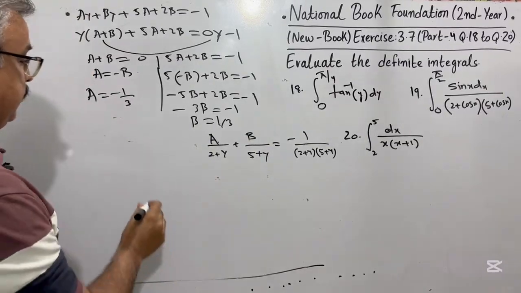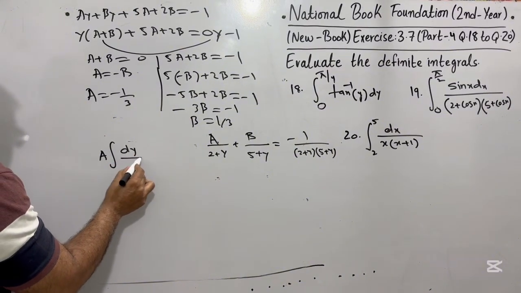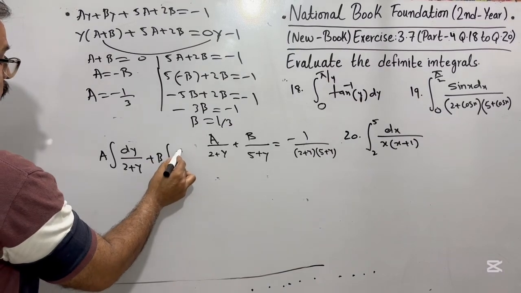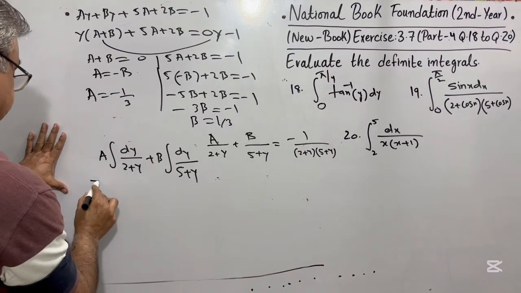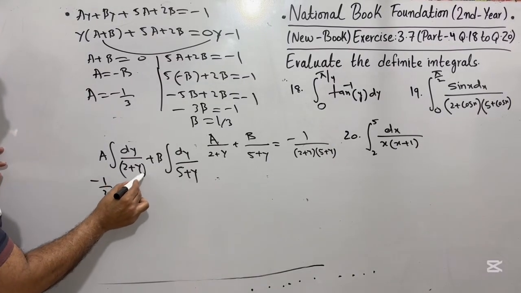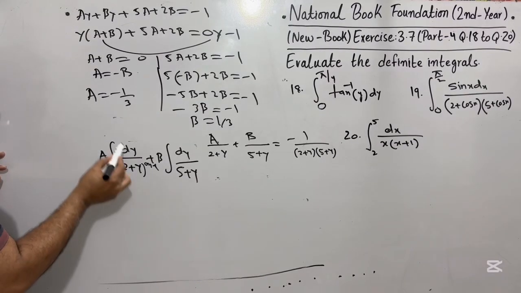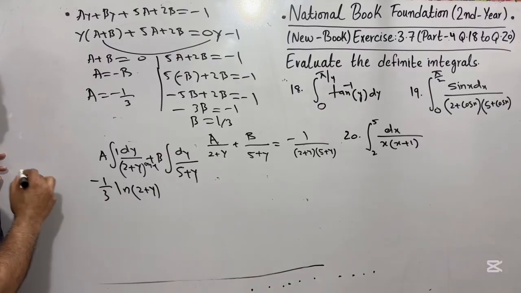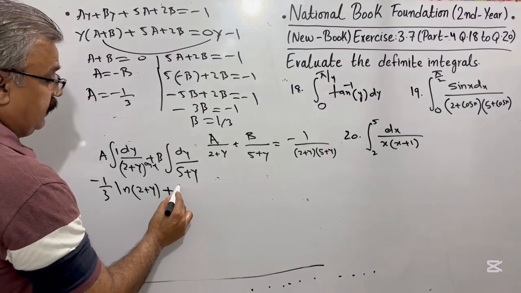Utilize the values here. It will be A times dy over (2 plus y) plus B times dy over (5 plus y). A is minus 1 over 3. It's the famous case of function derivative having overall power 1: function derivative, overall power 1. It is the situation of ln. Whatever is present in the denominator comes in ln. B is 1 over 3.